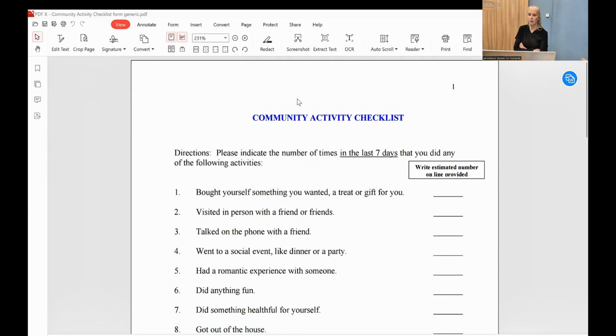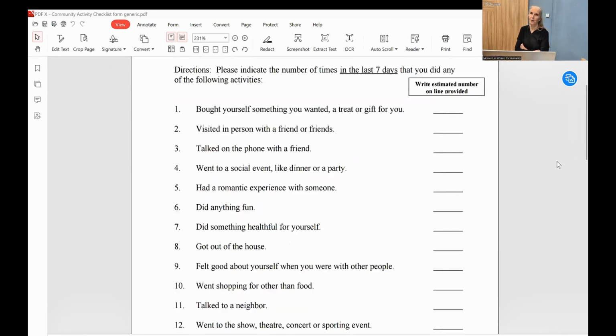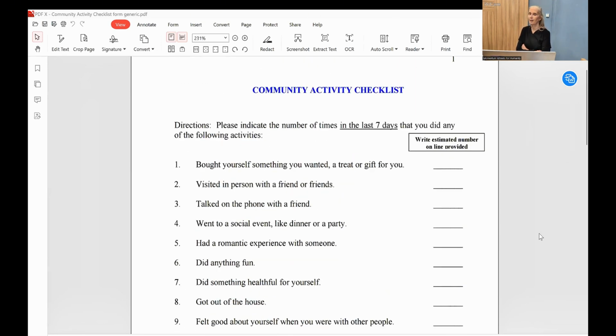How many times in the last 7 days have you treated yourself to something? Visited with friends. I laugh at this one: talk on the phone. Clearly this was way before we had cell phones.